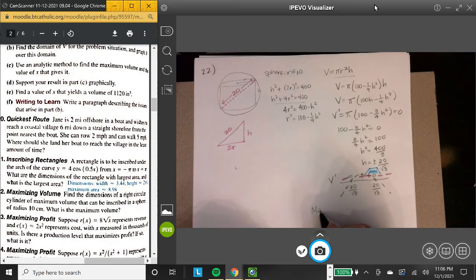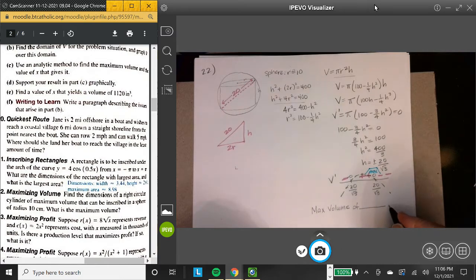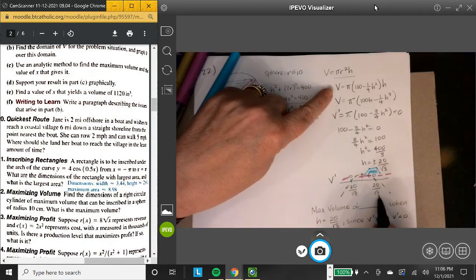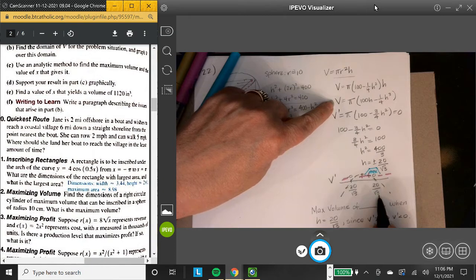So max volume of, and I don't know what it is yet, so I'm going to calculate that in a minute, is max volume when h equals 20 over root 3, since v prime is greater than 0, and then v prime goes to less than 0. Okay, so how do I find the maximum? If I know x, I've got to plug it in my equation here to find the max. Okay, I'm going to plug it into this one, I think.